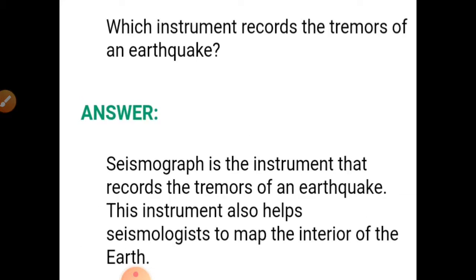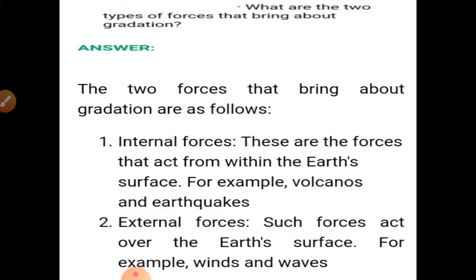Next one is: which instrument records the tremors of an earthquake? The seismograph is the instrument that records the tremors of an earthquake. This instrument also helps seismologists to map the interior of the earth.